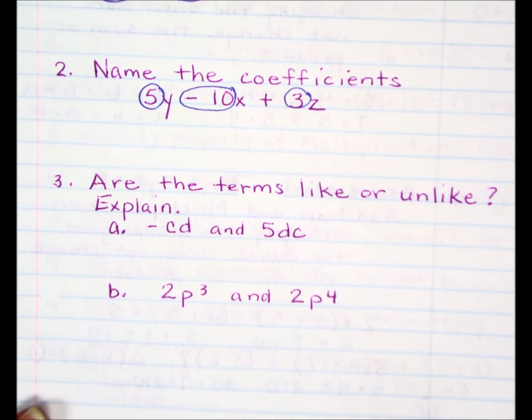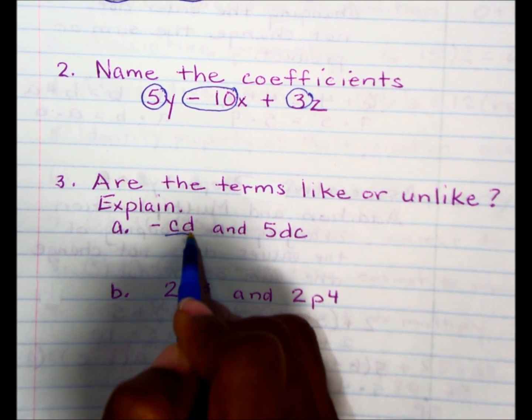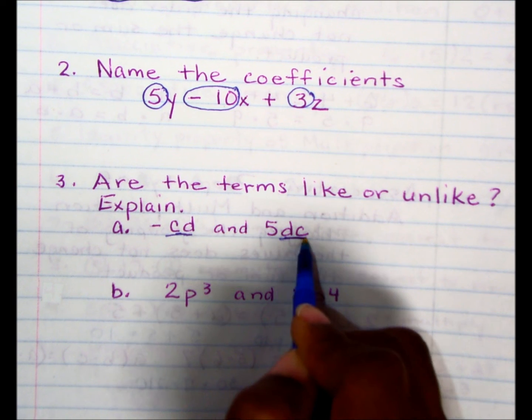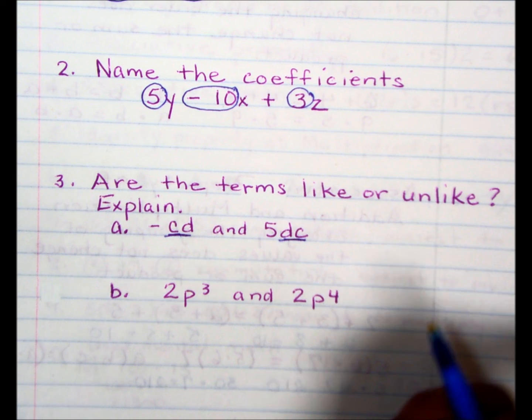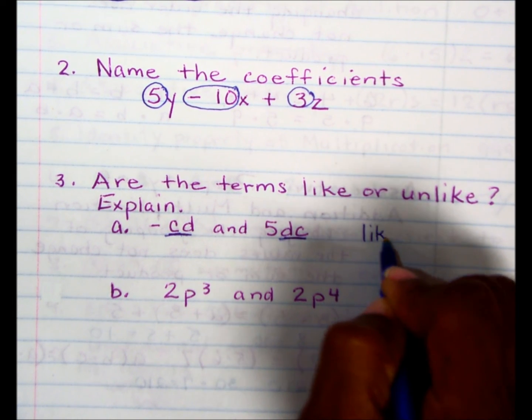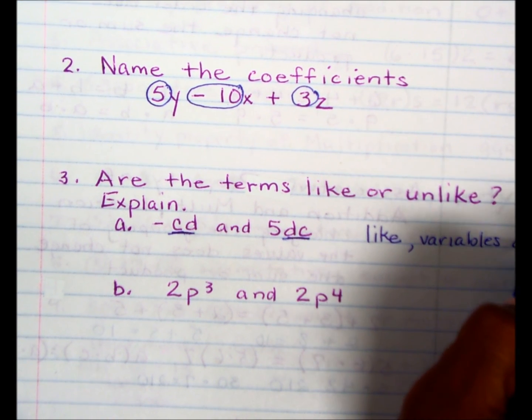Then it asks you to look at the third thing and say, are these terms like or unlike? And explain. So we look at negative CD and 5DC. Well, we know in order for them to be like terms, the variables have to be the same. And the variables are the same. CD and DC, even though the commutative property has been used and they're not in the same order, they are the same. They are like terms. So we would say they are like terms because the variables are the same.